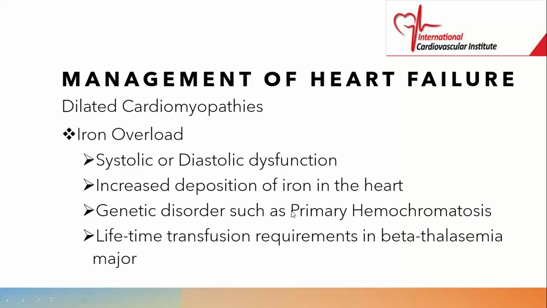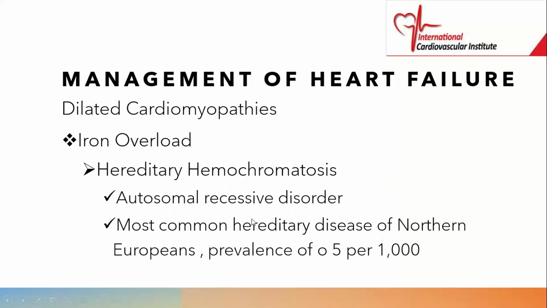There's a genetic disorder which we call primary hemochromatosis. It's one of them. But disease states such as beta thalassemia major, because these patients require lifelong blood transfusion, and the blood is going to break down and it's going to release iron, and then the iron gets deposited in the heart. So these patients have an increased risk of iron overload.